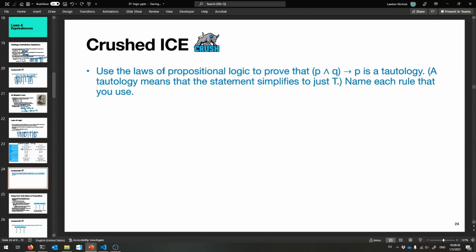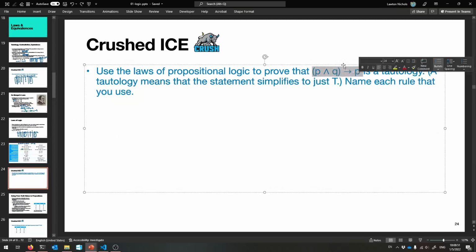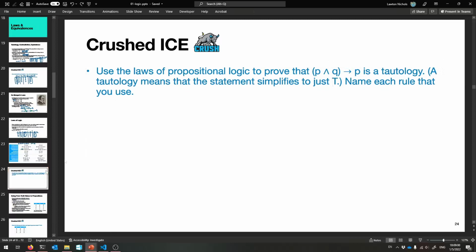I want you to use these laws and tell me each one you use to prove that P and Q implies P is a tautology, which means it's equivalent to true. A tautology just means that the statement itself simplifies to just true, and I want you to name every rule that you use. So this is where you start. You've got to end up with true. Show me all your intermediate statements, as well as which law gets you that one.